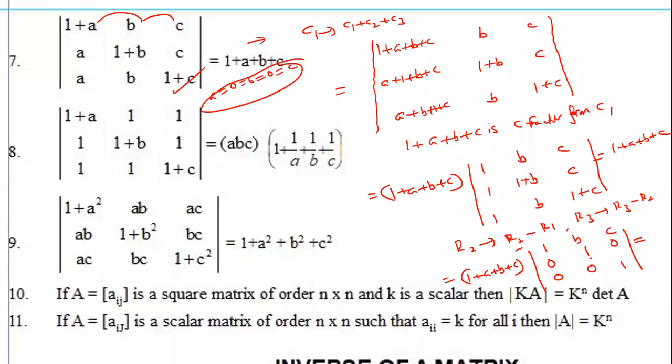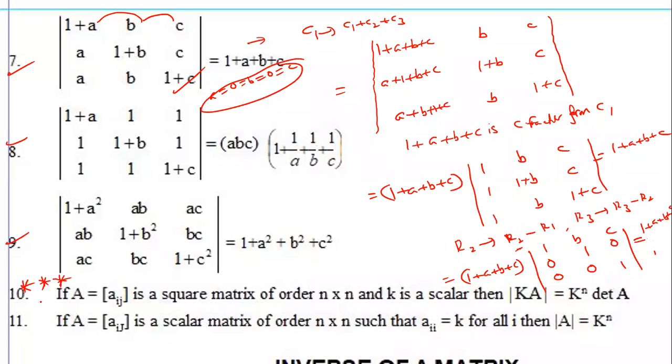So what is the answer? This is the upper triangular matrix, dear students. See, what is the answer? Only 1 plus A plus B plus C into 1. So 7th one, 8th one, 9th one. How to verify, mid-term missing? Over. 10th one, 3 star. 11th one, that much is not required. 10th one is 3 star formula.